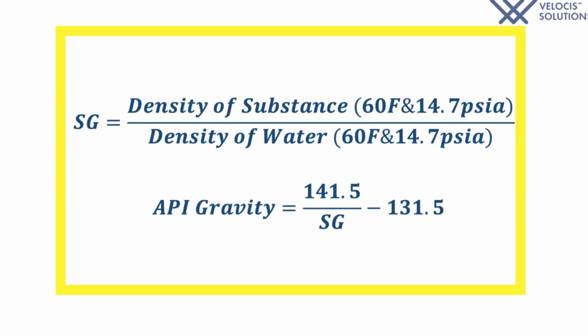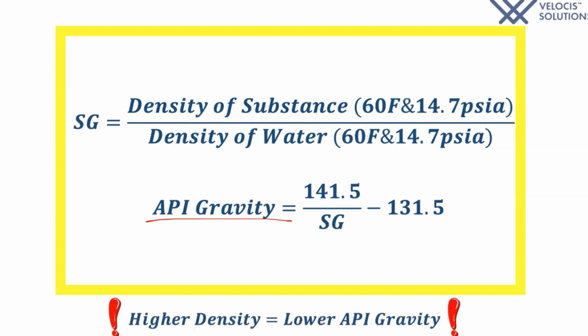And following this, you will divide 141.5 by the specific gravity, which was previously found, and subtract 131.5. And here it is, your API gravity is ready. As it's clearly seen from the formula, API moves inversely to the density, which means that the denser the oil is, the lower its API gravity will be.